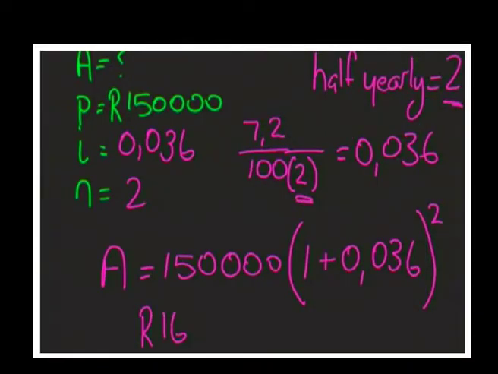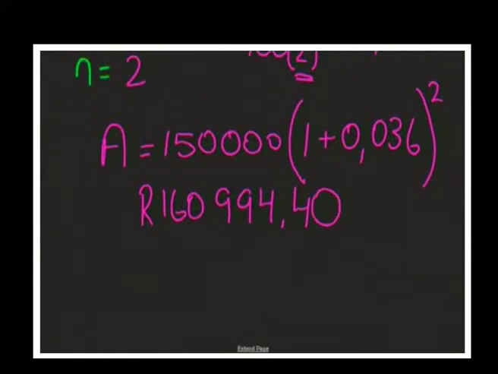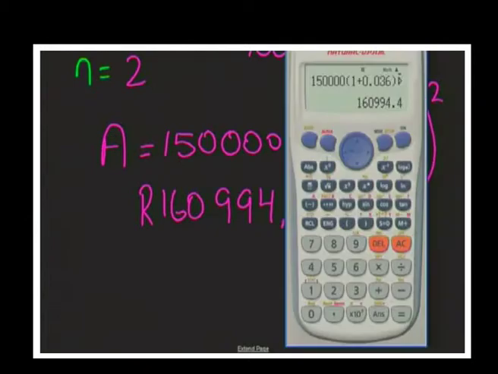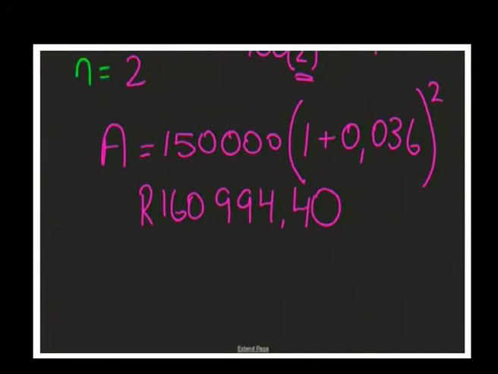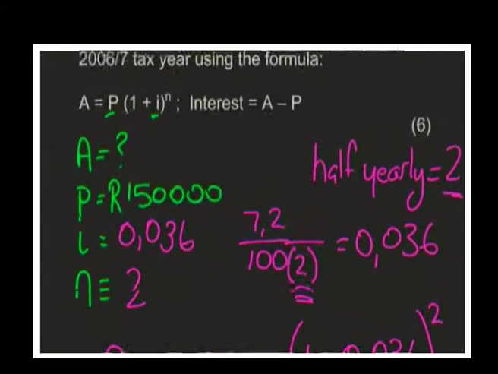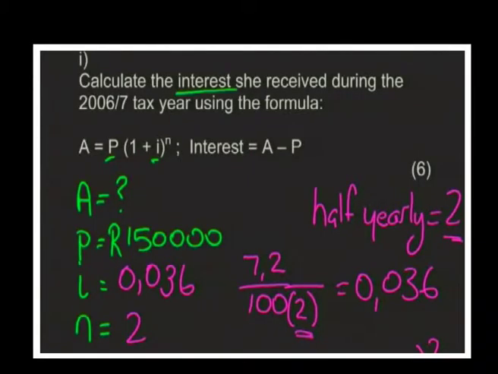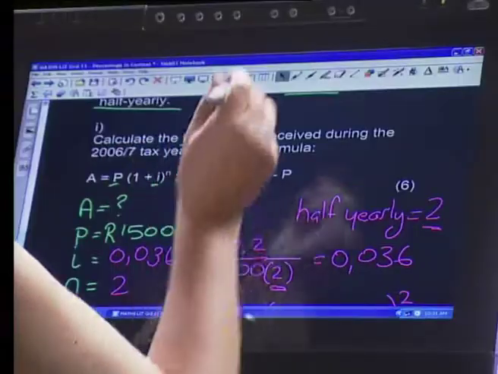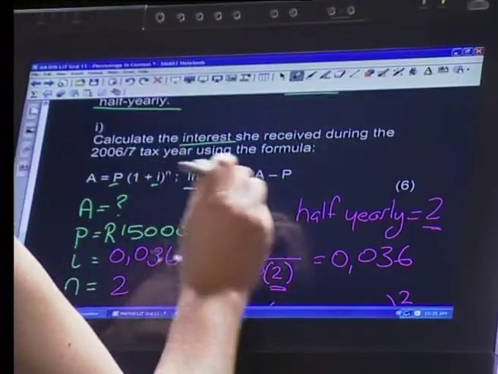It's 160,994.4, and remember it is money, so it needs to have 2 decimal places. Just want to double check that I've got the number correct. 160,994.40. Perfect. That's what she has in the bank at the end of the year. Did that answer my question? I don't think it did. The question said calculate the interest that she received during the 2006-2007 tax year. So I have calculated what she has in the bank at the end of that time. I need to use this formula.